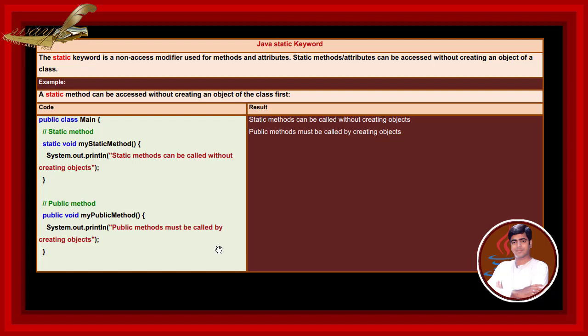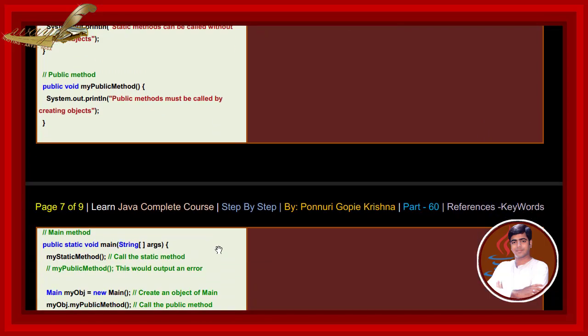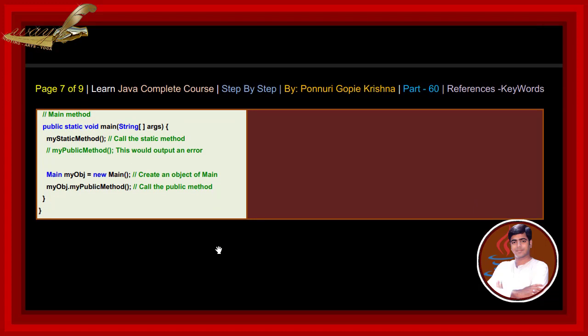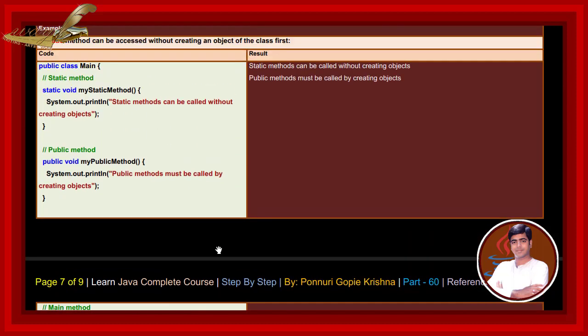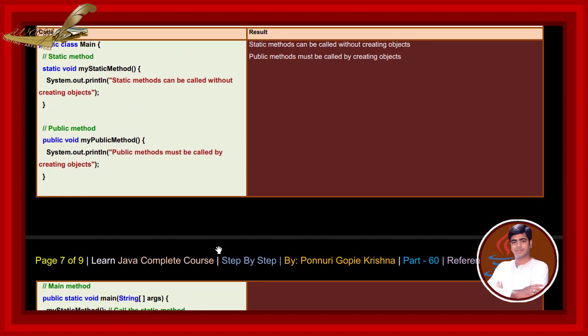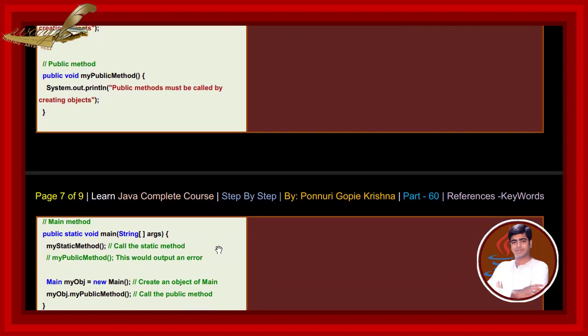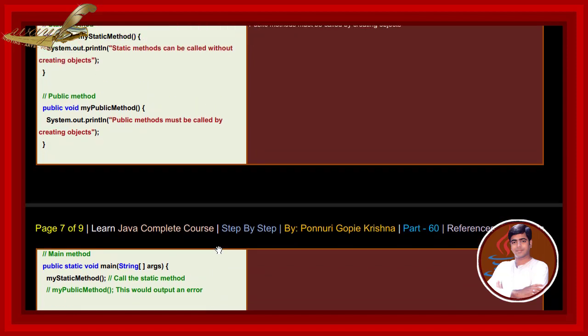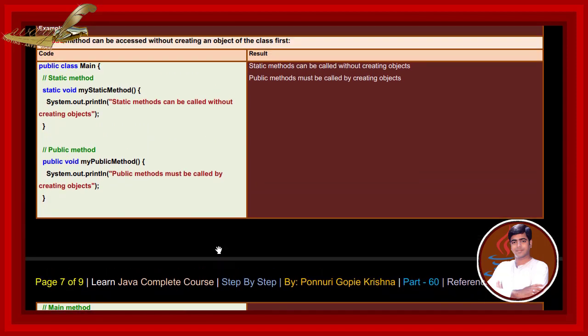See the example: public class Main, static method, static void, public method, public void. See the main method, main String args, call the static method, call the public method; this would output an error. Create an object of Main, call the public method. If we write and execute this code, the output returns this. Static methods can be called without creating objects. Public methods must be called by creating objects.